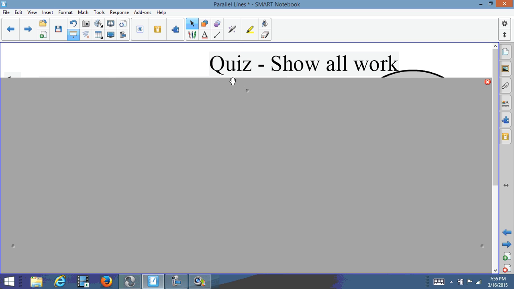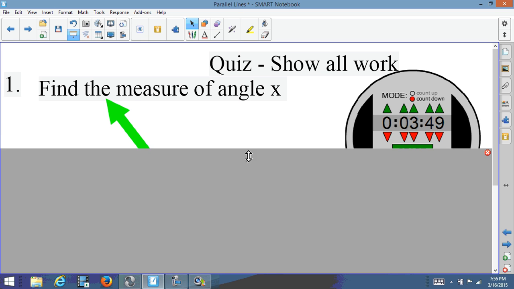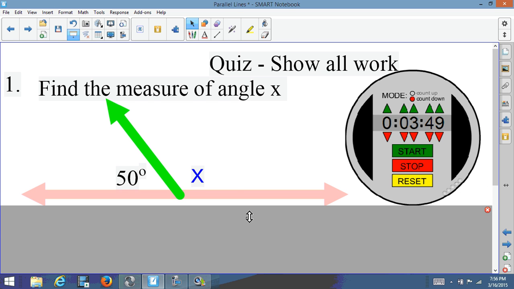I have a quiz for you. Let's see how good you are. Find the measure of x degrees. So 50 degrees is this angle, and x degree is that angle. What do you think? I'll give you a couple seconds. And if you said 130, you are correct. How did you get 130?